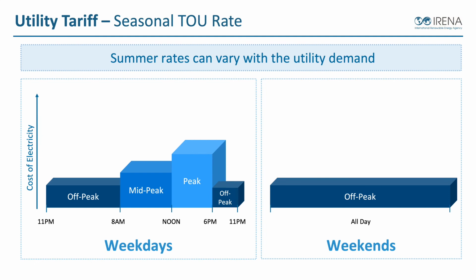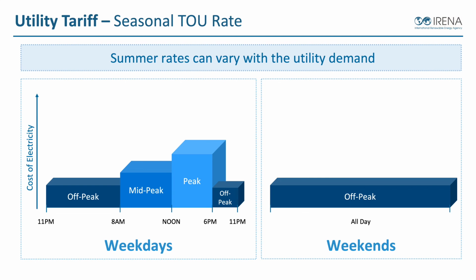The other thing that can happen is we can have what we call a seasonal time of use. So instead of a constant throughout the year, the utilities may vary the price based on season. Oftentimes the summer rates can vary with the utility demand, and a lot of utilities, especially in hot climates, have the highest demand of electricity during the hottest times of the year and the hottest times of the day. So we may see that the summer rates are higher and the afternoon is the highest.